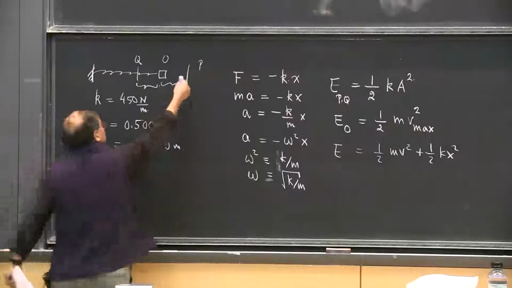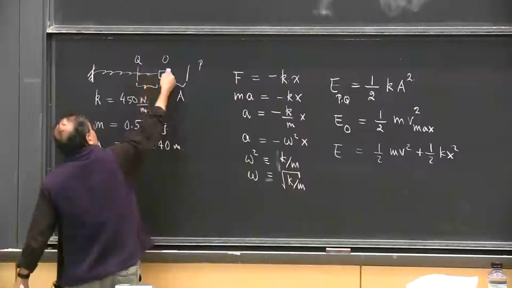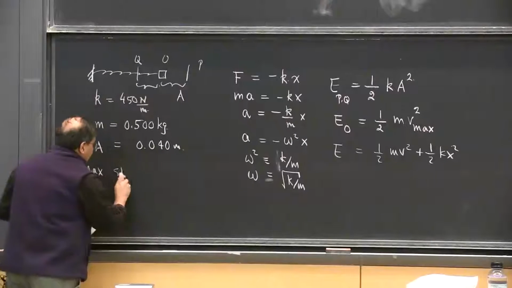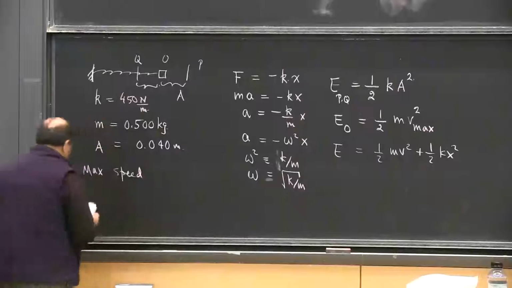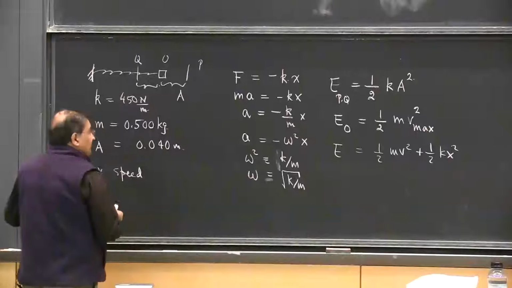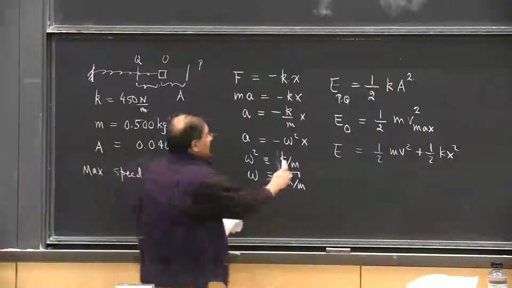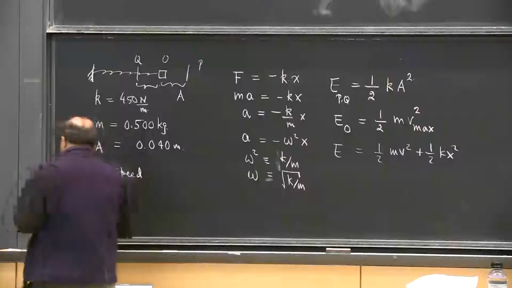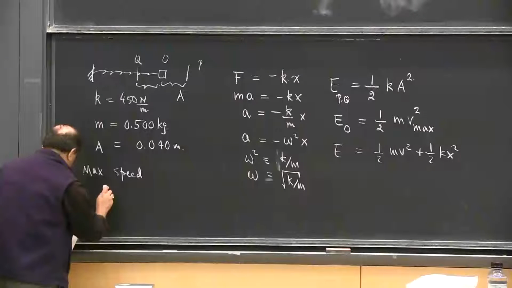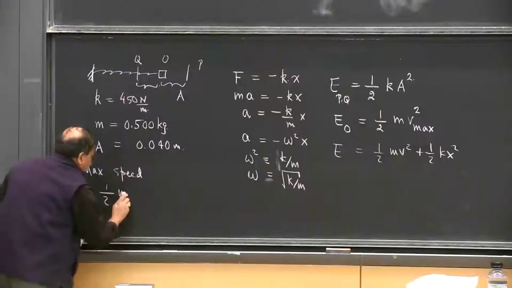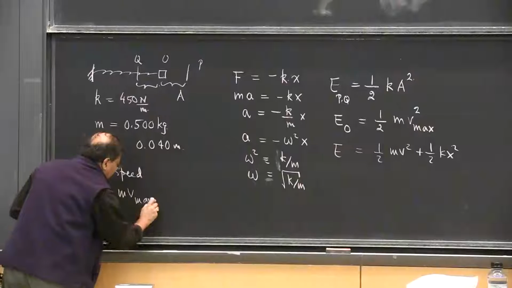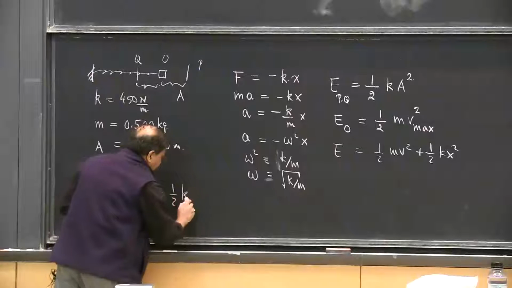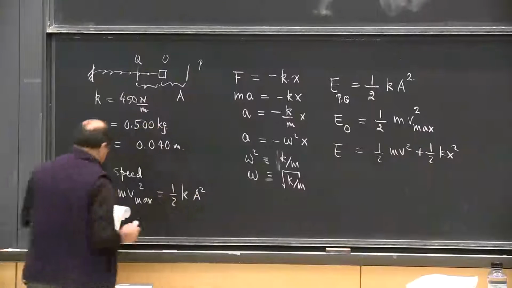Because once I release it, it starts to speed up and then slow down as it starts to squeeze the spring. So max speed would be from, if I equate this piece here to that piece there, so this would be 1/2 m v max squared is 1/2 k a squared.